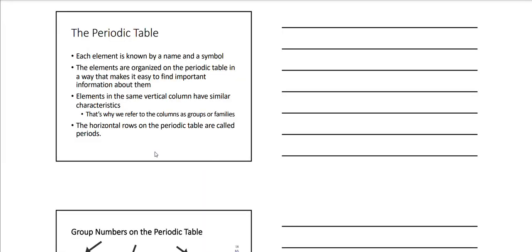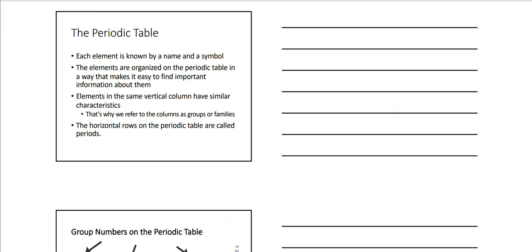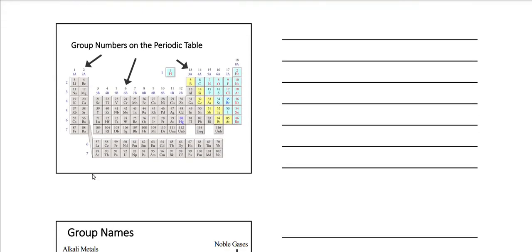The horizontal row on the periodic table is called a period. So every time you go across the periodic table from left to right, we call that one period. Up and down, we call that one group. So it's important to know these terms.